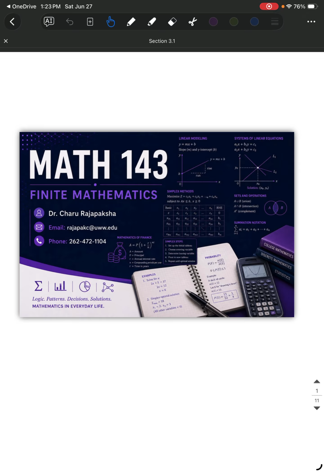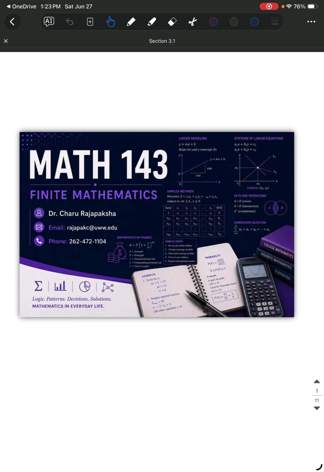Today we begin Chapter 3, Linear Programming, a geometric approach. So far we have worked with equations, systems of equations and matrices. In this chapter we will learn how mathematics can help businesses make the best decisions, such as maximizing the profit or minimizing the cost. Before we can solve optimization problems, we first need to learn how to graph linear inequalities and identify their solution regions.